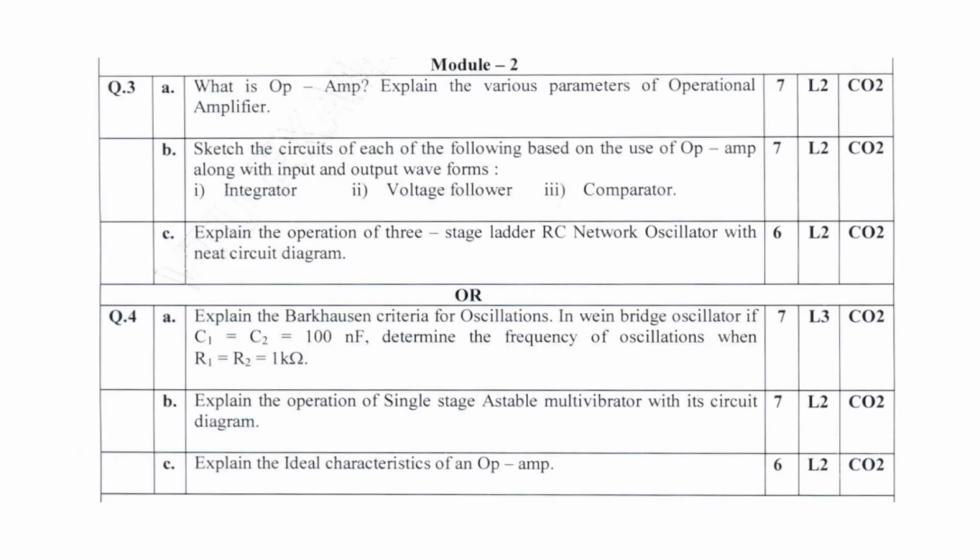Next, coming to module 2, you have: what is op amp, and explain various parameters of op amp. Next, you will be determining integrator, voltage follower, and comparator. And the C question is the 3-stage ladder RC network oscillator with a neat diagram. The OR choice will have: explain Barkhausen criteria for oscillation. In the Wien bridge oscillator, they have given the capacitor value and the resistor value, and you will be determining the frequency of oscillation.